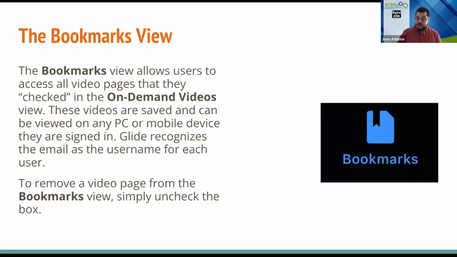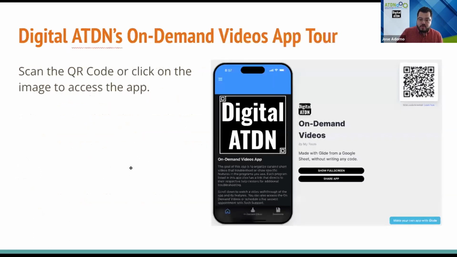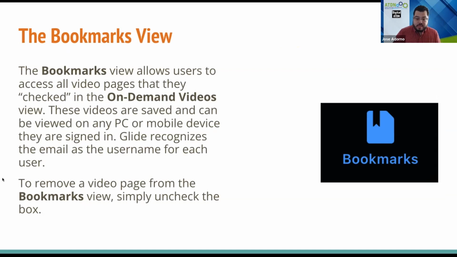And last but not least, and my favorite, is the Bookmarks view. The Bookmarks view allows users to access all videos that they checked in the on-demand videos view. These videos are saved and can be viewed on any PC or mobile device the user signed in on. Glide recognizes the email as the username for each user. To remove a video page from the Bookmarks view, simply uncheck the box and that just hides it. And I'll show you how it looks.